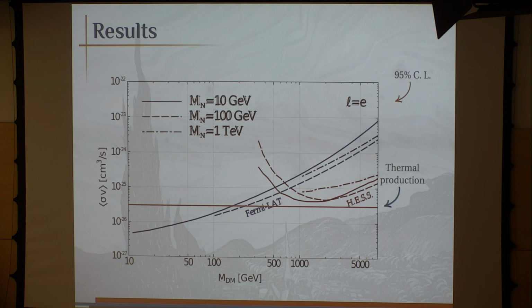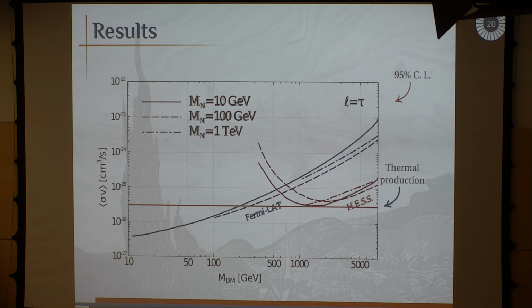These are for 95% confidence level, and I show here in solid line, dashed line, and dot-dashed line the result for 3 values of the right-handed neutrino mass. Last takeaway message, and this is for annihilation into electron flavor. Into tau, it's a bit stronger, as already predicted again.